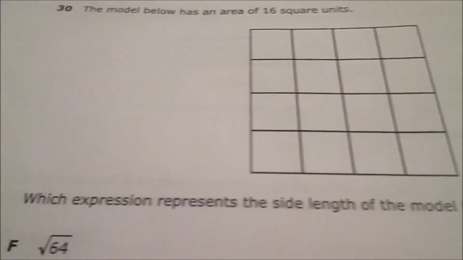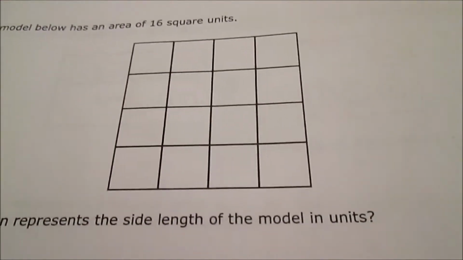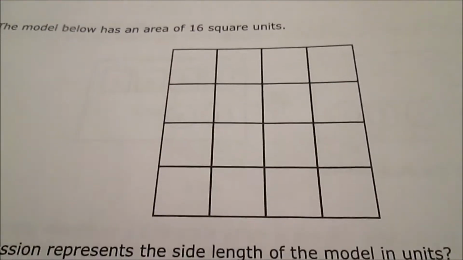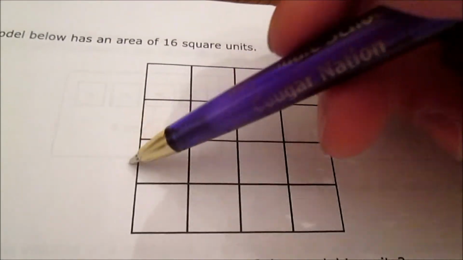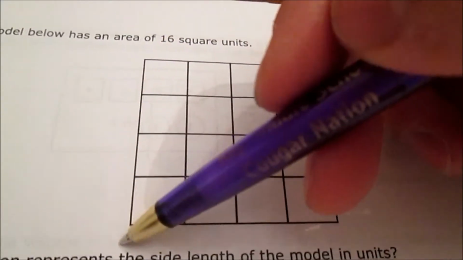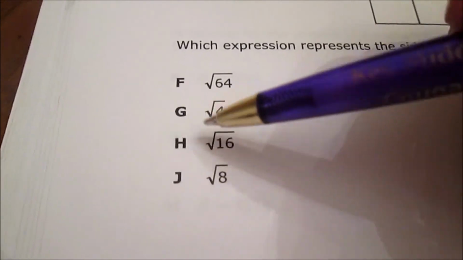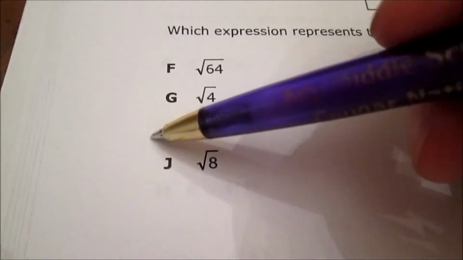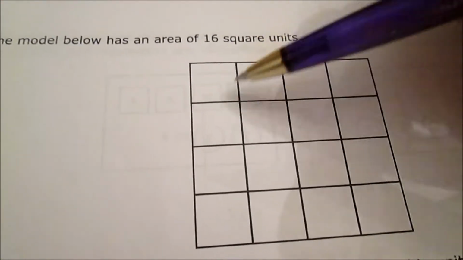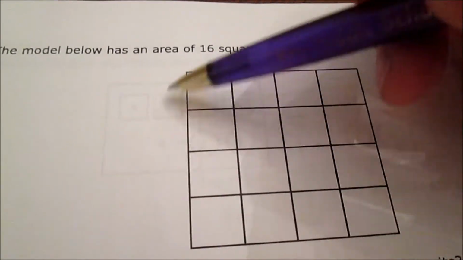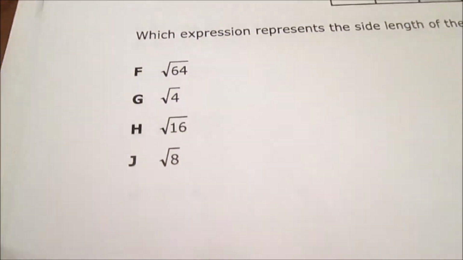Number 30. It's a model of 16 square units. It says which expression represents the side length of a model in units. Okay, one thing I can do is just count the side length. 1, 2, 3, 4. So the answer should be 4. And I look at my answer choice. These are square roots of numbers. So the square root of what number will give me 4? That should be H. And just to be sure, it says it was 16 square units at the beginning. So to find the side length, I need to take the square root of that, 16. So the answer choice is H.